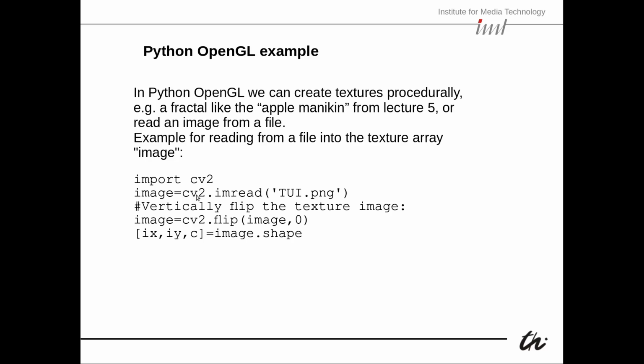OpenCV gives a little different coordinate system than OpenGL expects, and that's why we need to flip it here. So we flip the first axis to get the same coordinate system, or the system that OpenGL expects. And here we can see the shape, the dimensions. So here we have the x dimension, the y dimension, and here the number of primary colors.